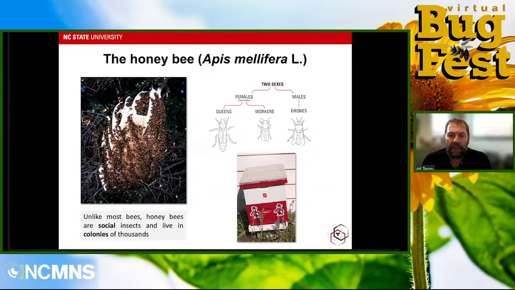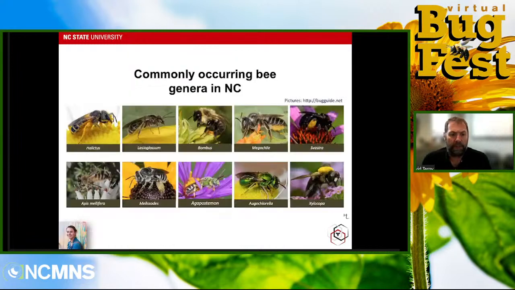And most of the bees in North Carolina, except for bumblebees and honeybees, the vast majority of all these 20,000 species worldwide are solitary living. That is, individual female bees that are making their own nests, they're reproducing on their own, and they are not living together in a colony.